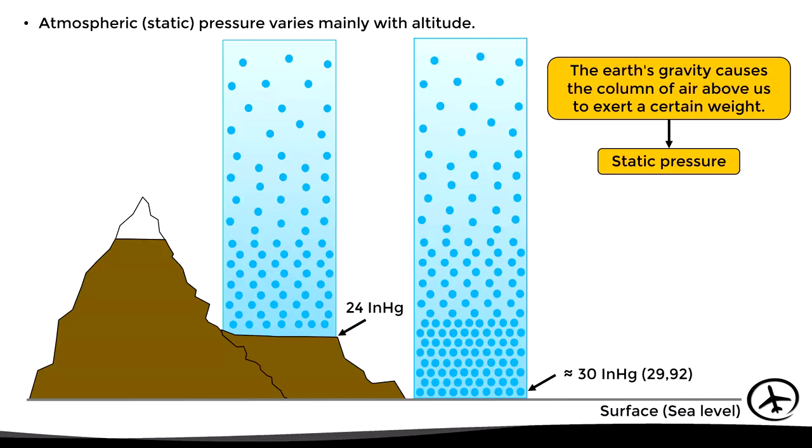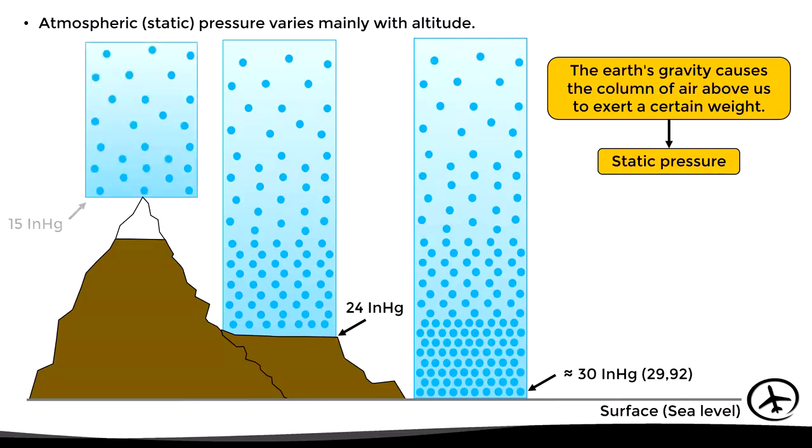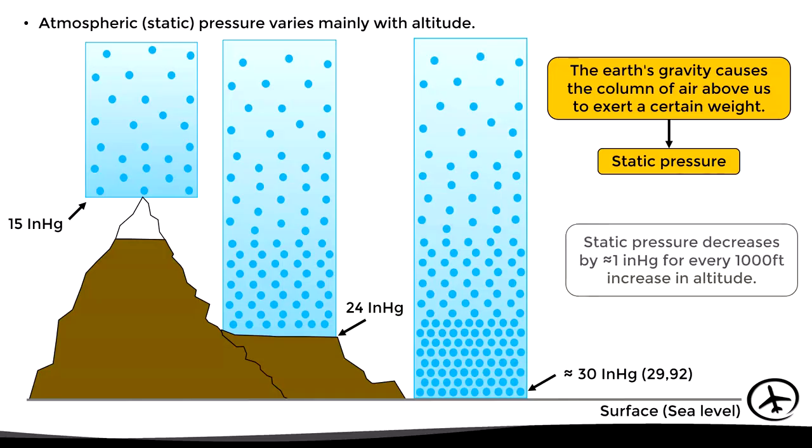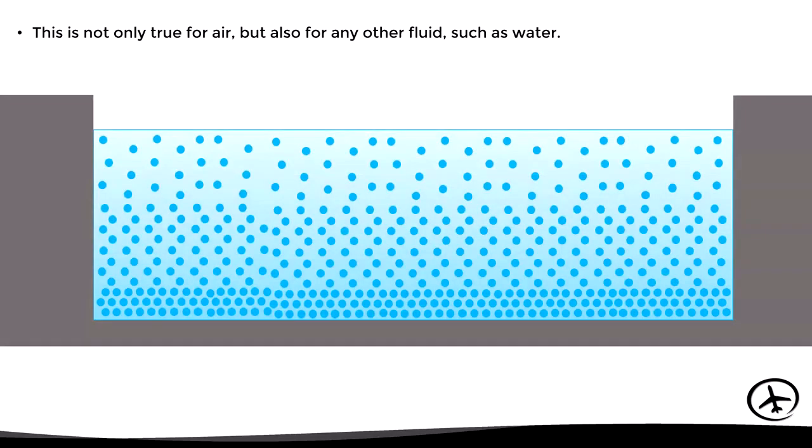Now, if we continue climbing the mountain, we can see that the static pressure decreases more and more. At the top, for example, we can measure a pressure of 15 inches of mercury just because we have less air above us. In general terms, we can say that the static pressure is reduced by 1 inch of mercury for every 1,000 feet of altitude increase. Which means that an aircraft flying at low altitudes will experience a higher static pressure than one that is flying higher. And this phenomenon not only occurs with air, but also with any other fluid, such as water.